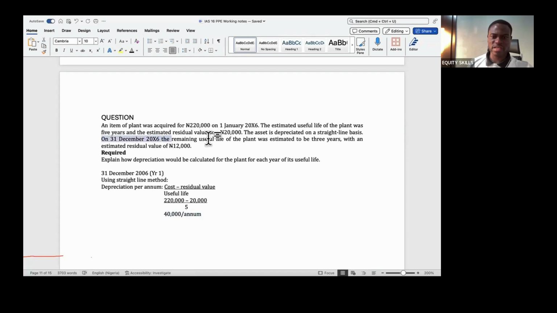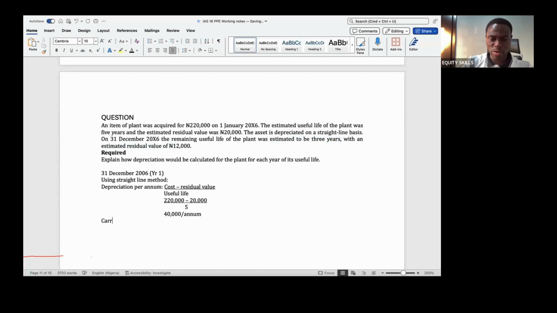However, after doing this, they came and said we are revising the remaining useful life. From the end of this year, we are revising it to 3 years. The remaining useful life should have been 4 years, but now they say they are revising it to 3 years, and they are also revising the residual value to 12,000. No problem.